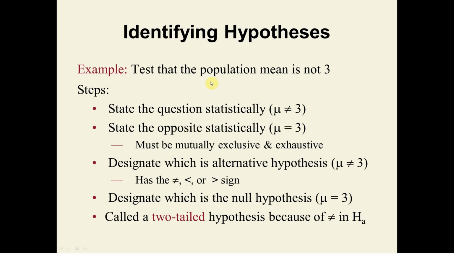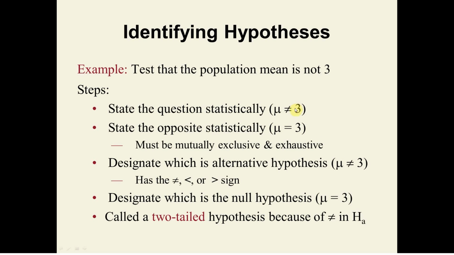Let's take an example. Let's say that we're trying to test that the population mean is not 3. Well, first thing is we state that statistically. Population mean, we'll use the Greek letter mu, by convention means population mean. The English "not 3" means not equal to the value 3. The exact opposite is mu equals 3. We say that's mutually exclusive and exhaustive, meaning that mu has to be at least one of these things and can't be both of these things. So exhaustive means that it has to be one or the other. Exclusive means it can only be one.